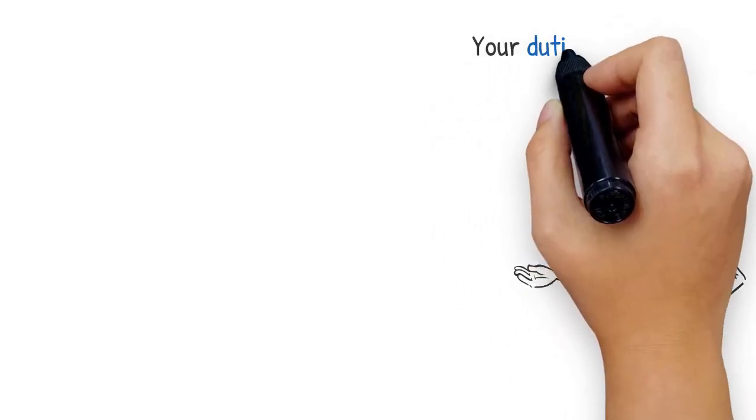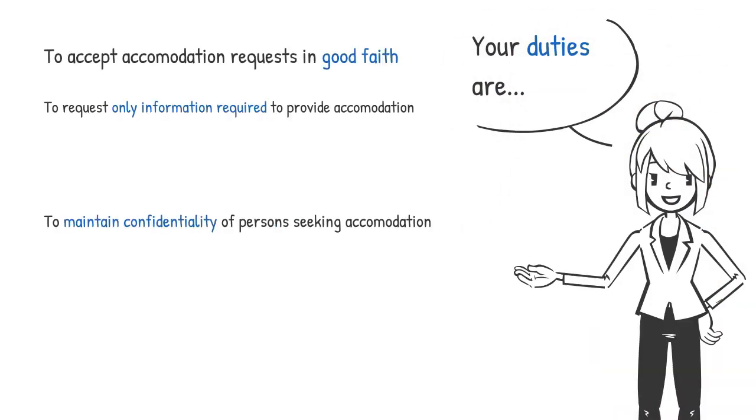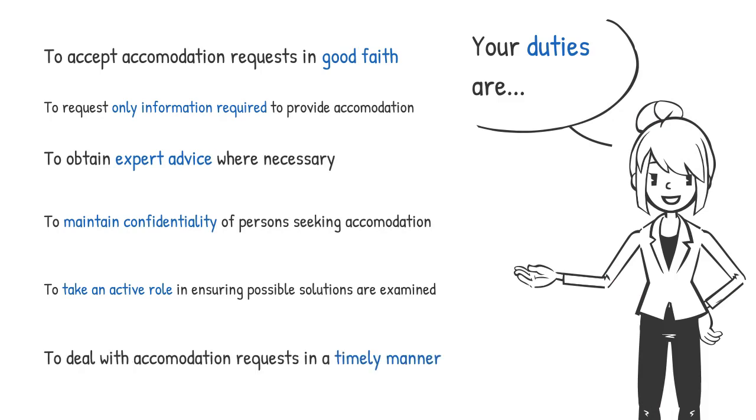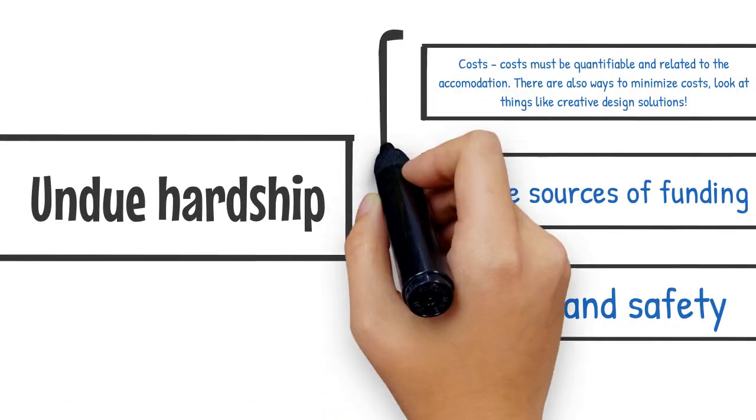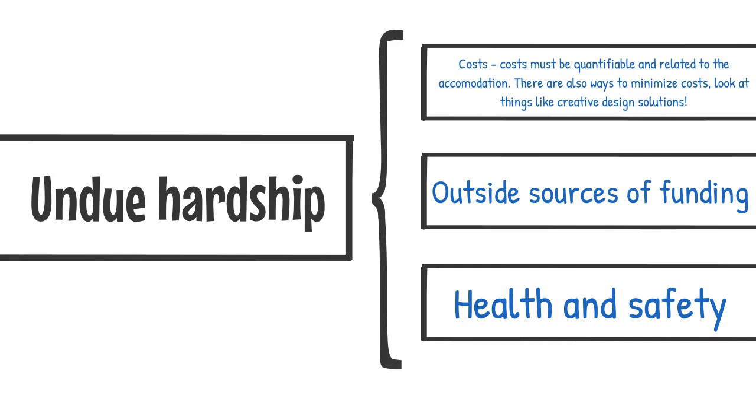As an accommodation provider, your duties are as follows: to accept accommodation requests in good faith, to request only information required to provide accommodation, to obtain expert advice where necessary, to maintain confidentiality of persons seeking accommodation, to take an active role in ensuring possible solutions are examined, and to deal with accommodation requests in a timely manner. You are required to accommodate short of undue hardship.